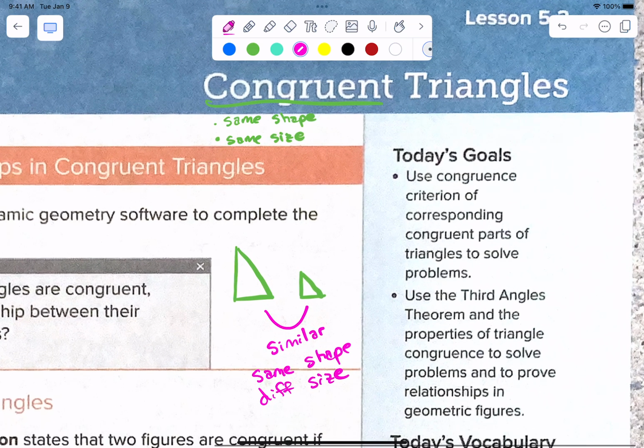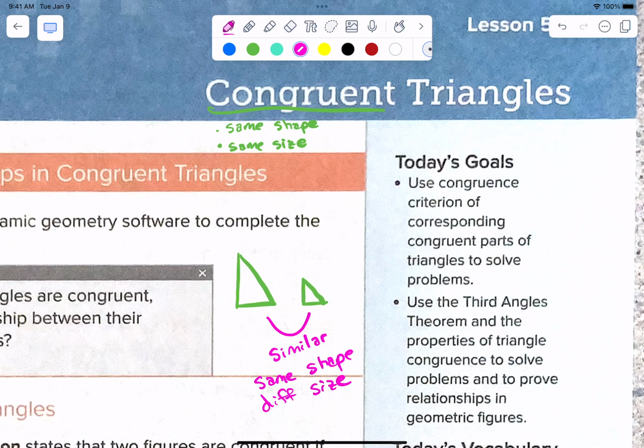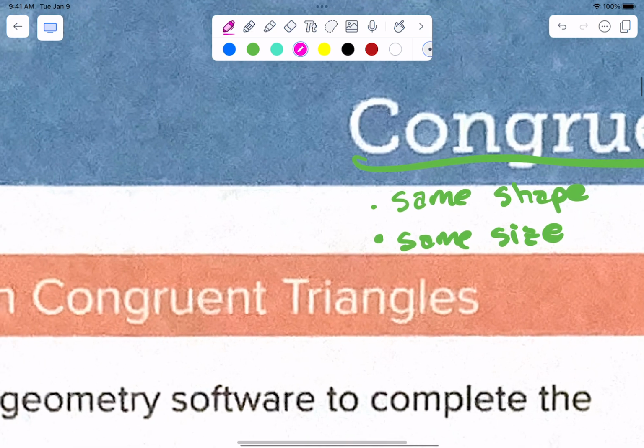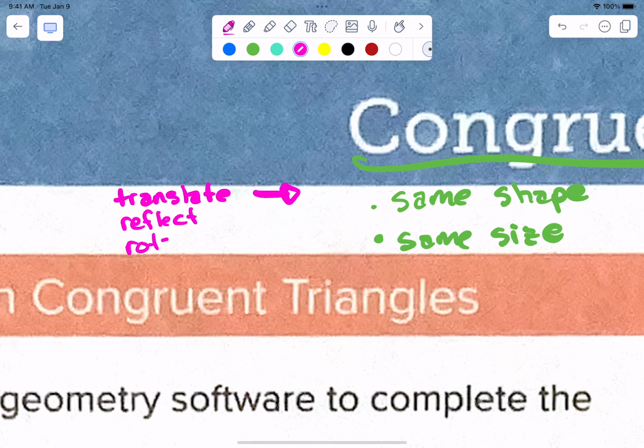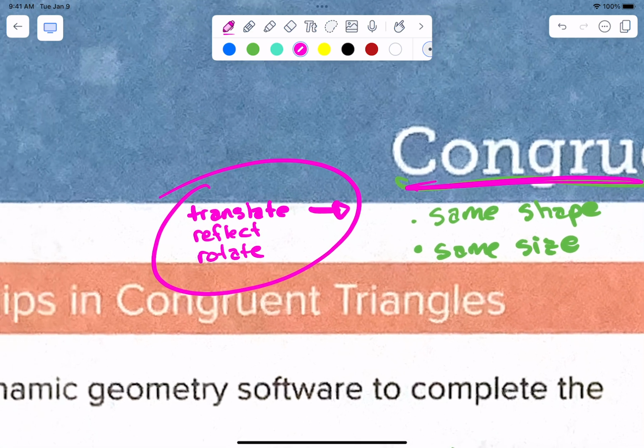Within congruent, in the whole last chapter, we talked about different things that you can do to an object and it will remain congruent. So what was one of those things that we could do to move it around? We could translate, which means slide, like we're sliding it over. What else can we do? Rotate. Reflect and rotate. If we do any one of those things or a combination of those things, it will remain congruent. Same shape, same size.